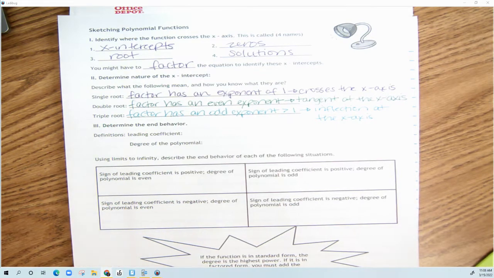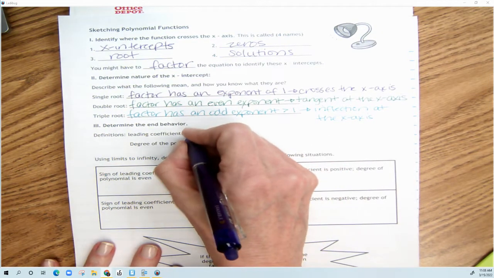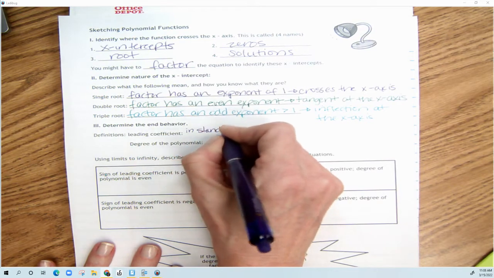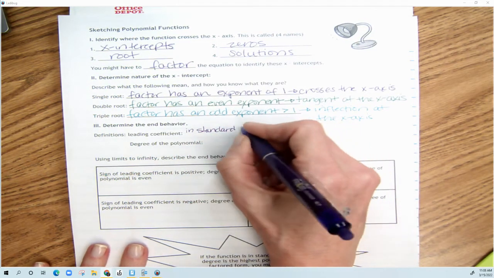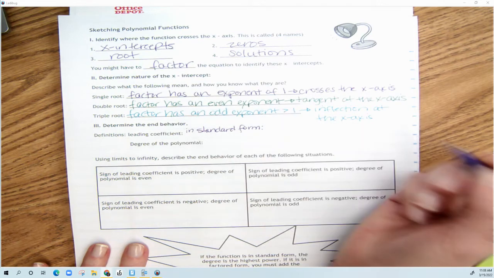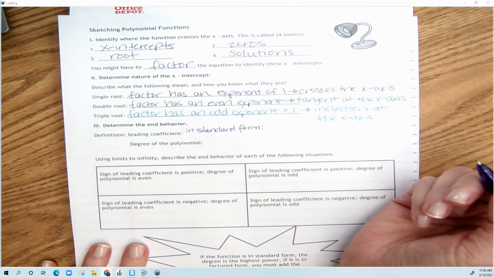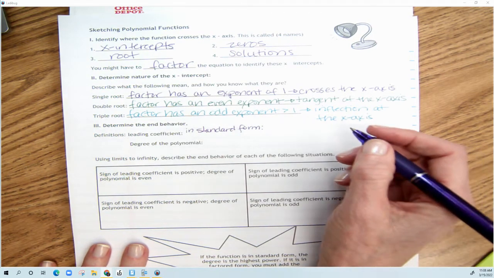So we need to know about end behavior. That refers to the leading coefficient and degree of the polynomial. You can determine the end behavior from standard form or factored form, so you kind of need to know what to look for in both instances. In standard form, it's not factored at all, usually with the highest exponent term written first and then going in descending order.